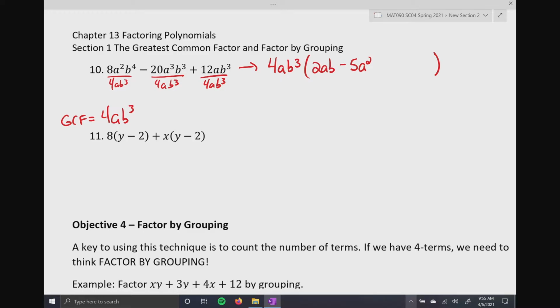Last term. Positive 12 divided by 4 is positive 3. A divided by A is 1, and B to the third divided by B to the third is 1. So, my factored form is 4AB to the third times (2AB minus 5A squared plus 3).